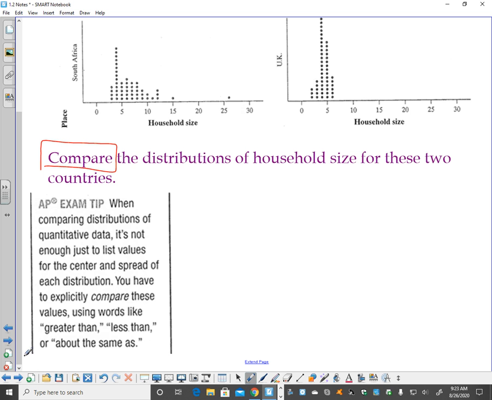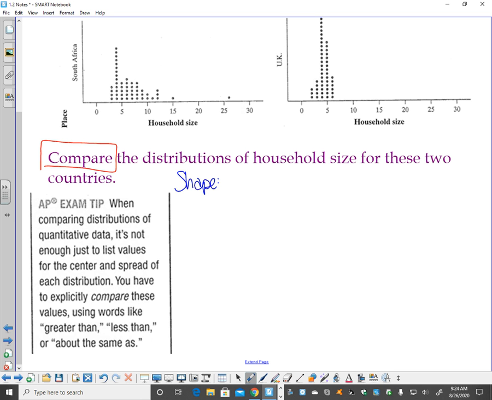So here we go. I'm going to start with shape. Here's what I'm going to say: the distribution for the UK is symmetrical, while the distribution for South Africa is skewed right. Pause and write that down. I have just compared their shape.